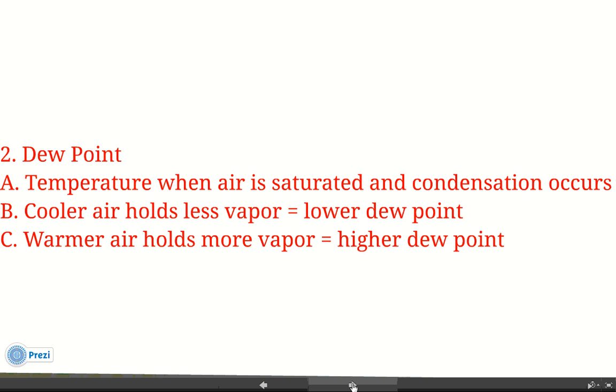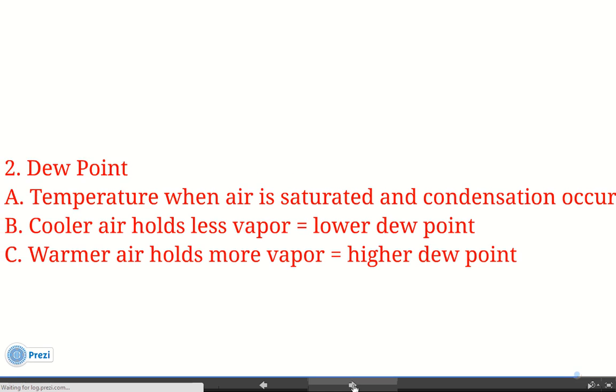I think we're on big number 2. So, dew point. The dew point is the temperature when air is saturated and condensation occurs. So, when we woke up this morning, what was the grass like? B, cooler air holds less vapor, therefore has a lower dew point. Because the water vapor comes together when the air is cool, so it will hold less. Warmer air holds more vapor, therefore has a higher dew point.